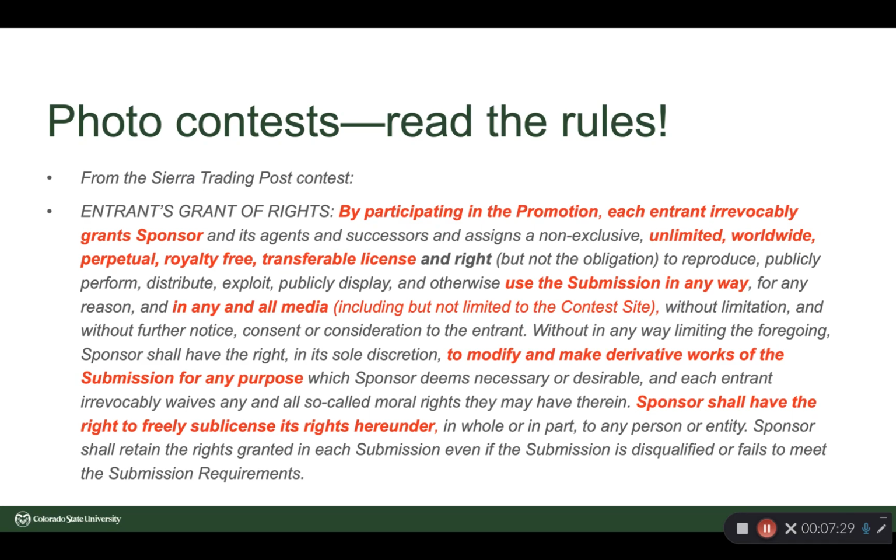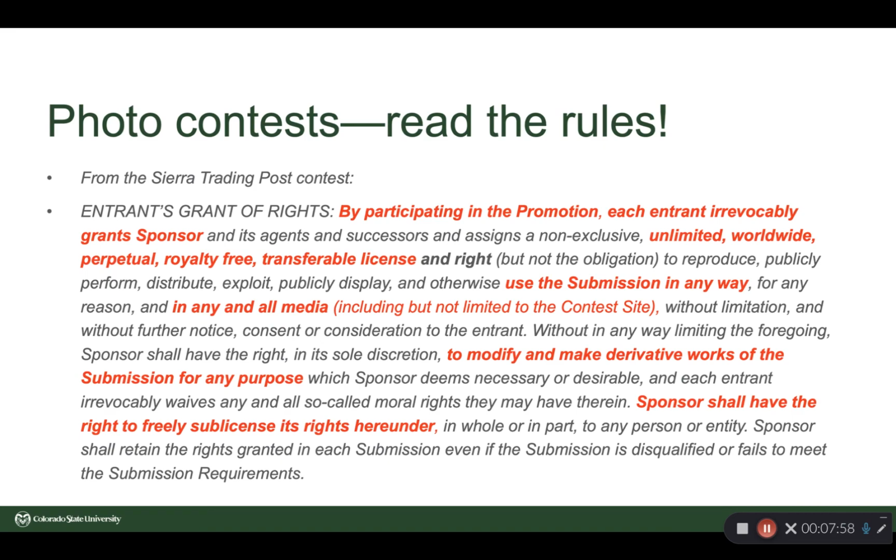Without in any way limiting the foregoing, the sponsor shall have the right at its sole discretion to modify and make derivative works of the submission for any purpose. Meaning they can cause your photo to put somebody in a libelous situation, which the sponsor deems necessary or desirable, and each entrant irrevocably waives any and all so-called moral rights they may have, which means you can't even object. Sponsors shall have the right to freely sublicense its rights, which means they could sell these rights to somebody else, in whole or in part to any person or entity.